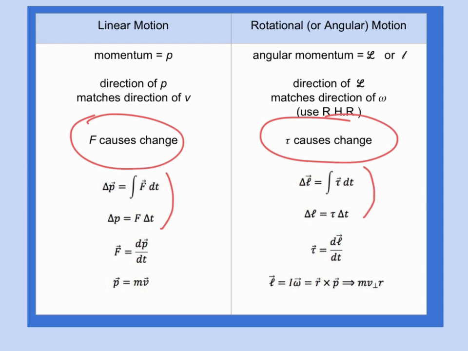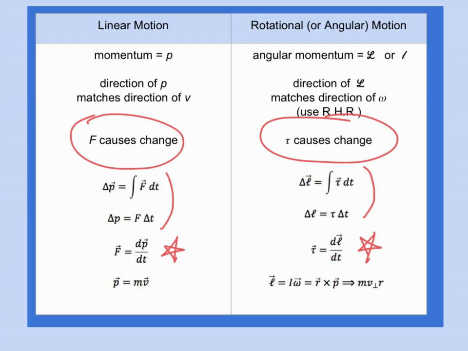And also, something that we didn't mention earlier is how if you have an integral form of a formula, that can be rearranged into a derivative. And so we can do a similar thing for angular motion. Tau is equal to dL dt.